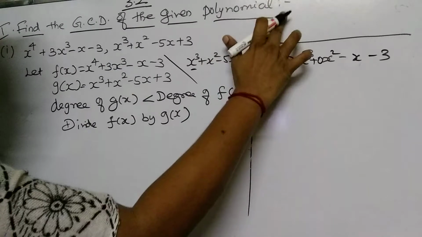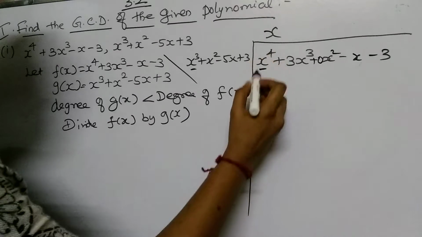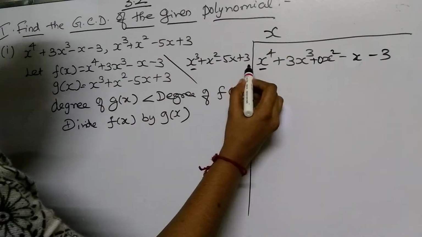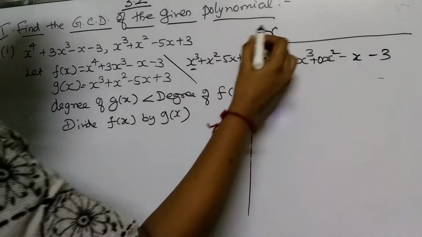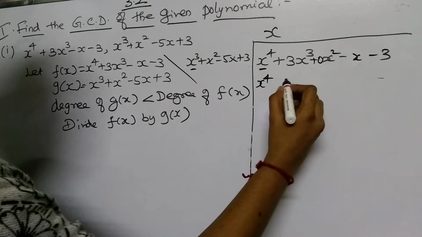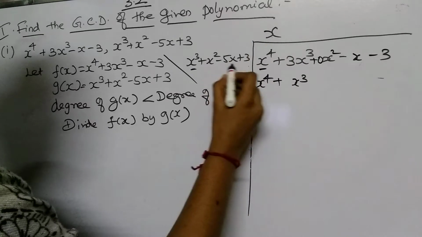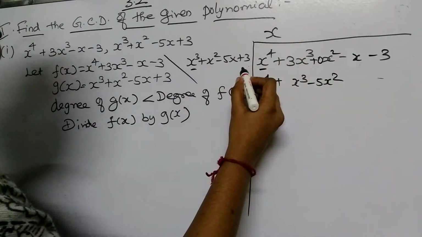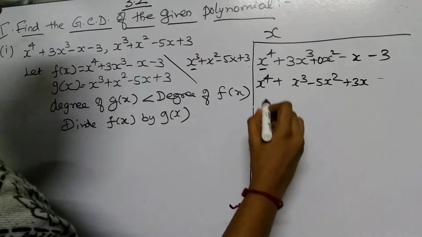For finding the quotient term, you divide the first term by the first term, and you get x. Now you multiply the quotient term x by the whole divisor polynomial and write it below. So x into x cube, what do you get? x power 4. Then x into x square, you get x cube. Then x into minus 5, minus 5x square. Then x into 3, that is plus 3x. Right? Now subtract it.